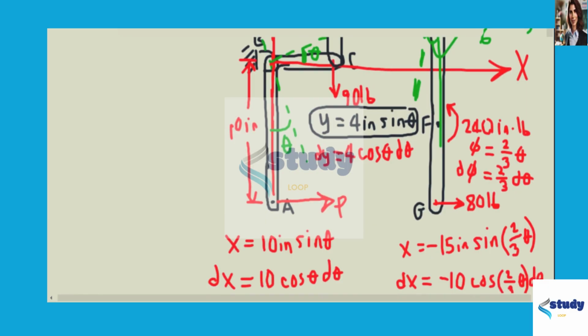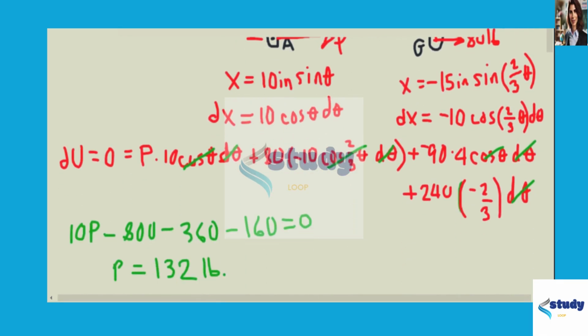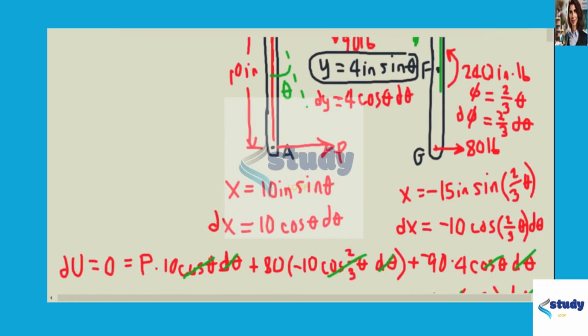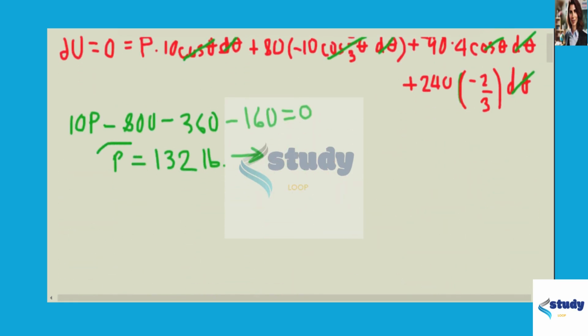Where is P here? And the direction is to the right. I showed it to the right, and I ended up with a positive number, so it is to the right.